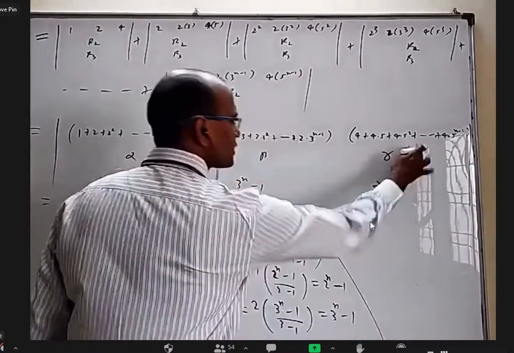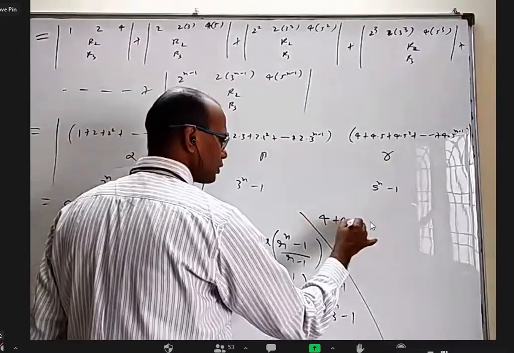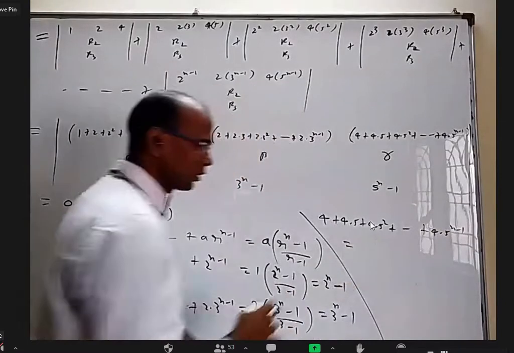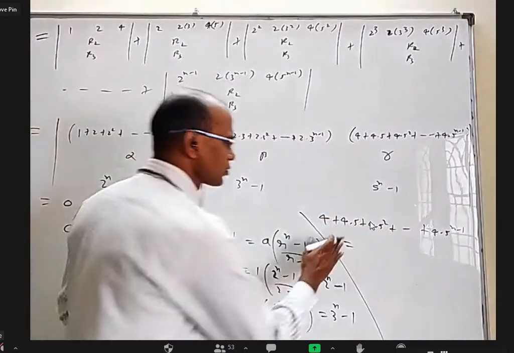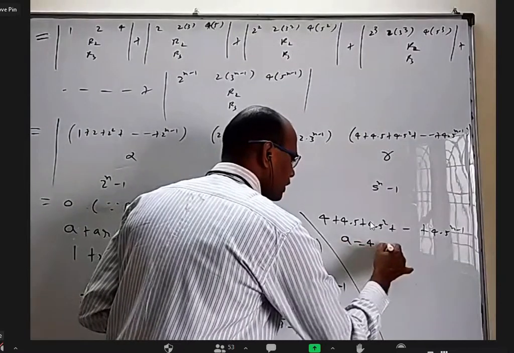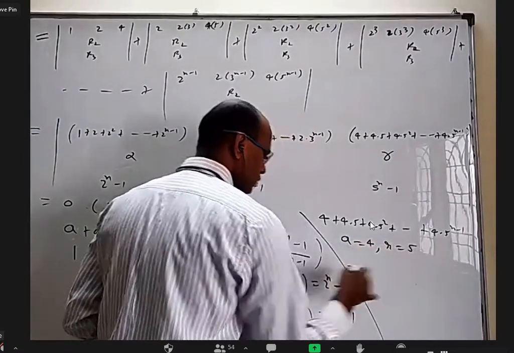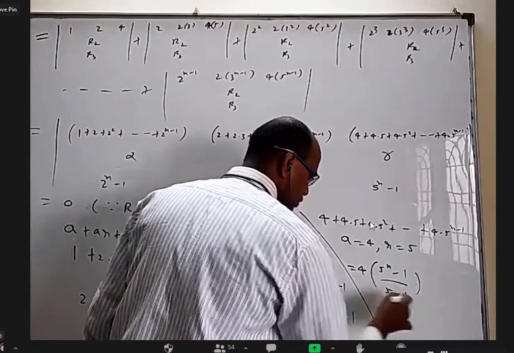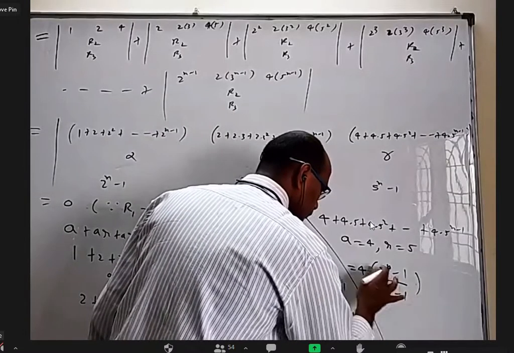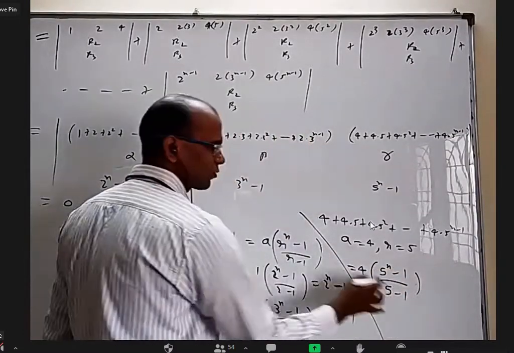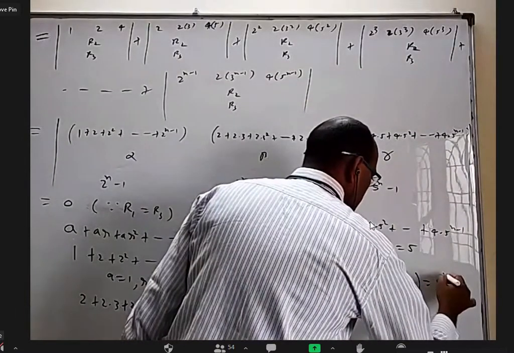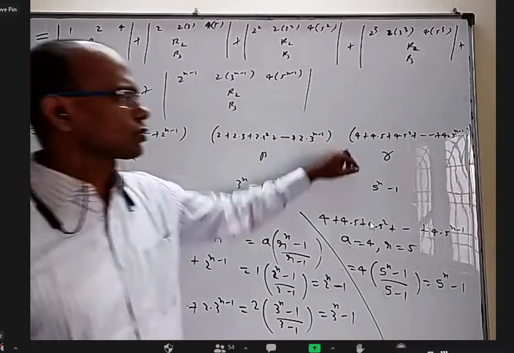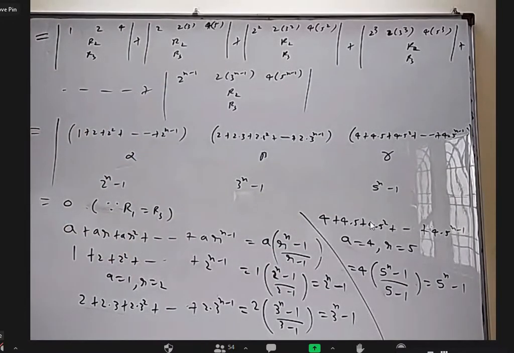Okay. Similarly, this part 4 plus 4 into 5 plus 4 into 5 square, so on up to 4 into 5 power n minus 1. This by this is 5, this by this is 5. So, first term is 4 and common ratio is 5, and I'm using this formula 4 into (5 power n minus 1) by (5 minus 1). This is 4, this is 4, they will cancel. I'll be left with 5 power n minus 1. So that's how these two are equal, these two are equal, these two are equal. First row equal to third row, so the determinant is 0.